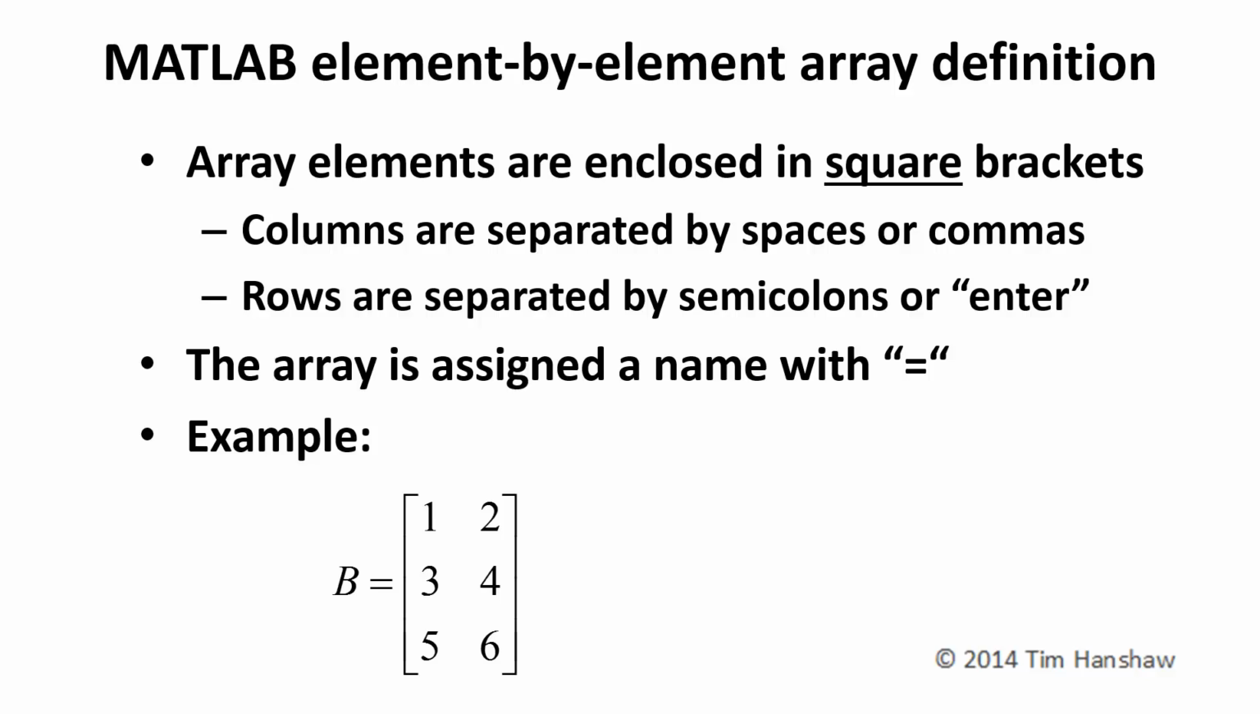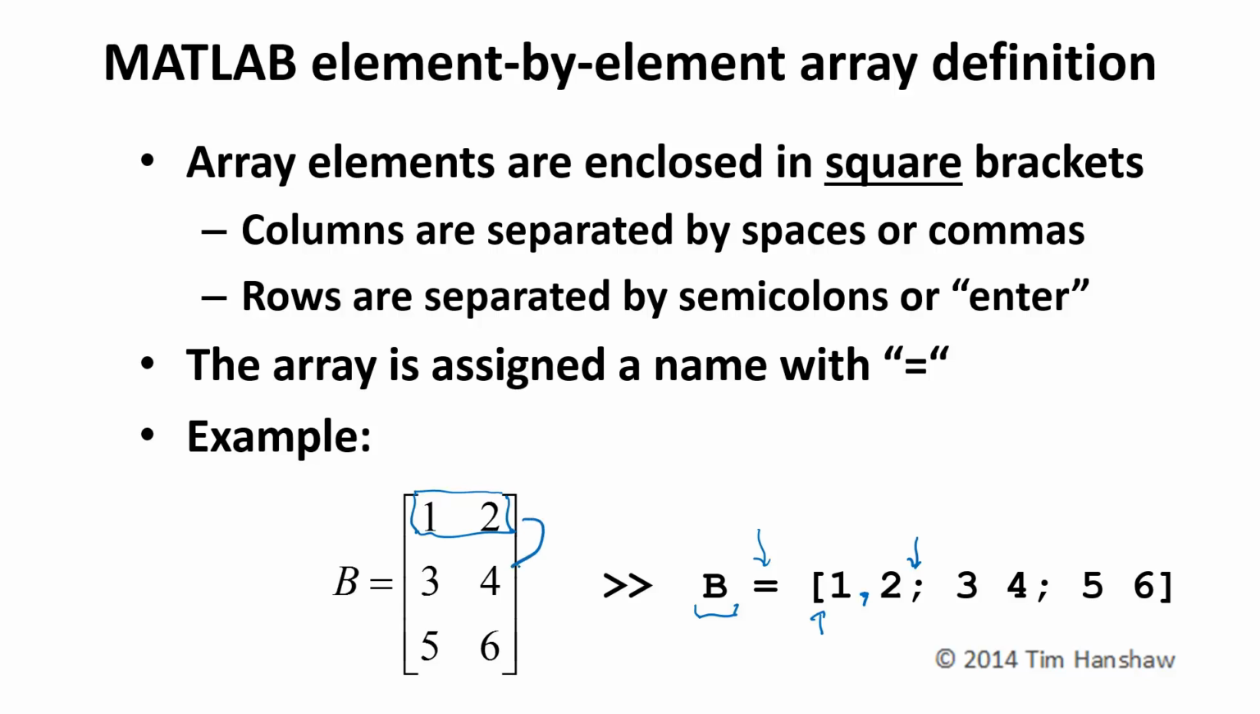B has 3 rows and 2 columns. To create this array, I give it a name, use the assignment operator to assign the values to that name. I need an open square bracket. Now I'm going to fill in the first row of the array, so 1, 2. I can put a comma here. Now this semicolon means that I move to the next row in the array.